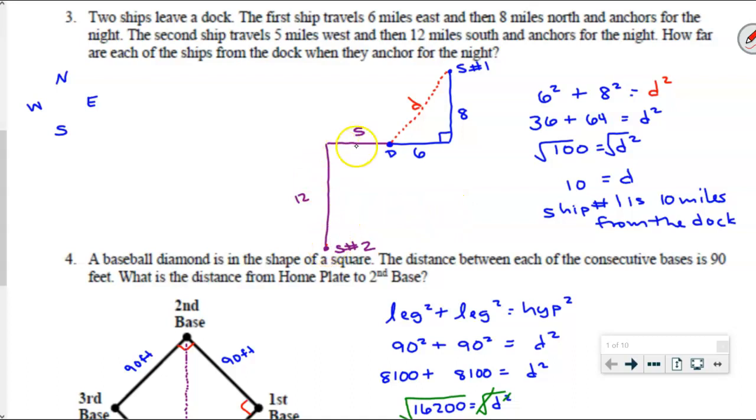Again, do we really say it's 5 plus 12? No, that's how far it traveled, but how far is it really? We can find the hypotenuse of that triangle, which is going to be the distance, exactly. Yes, Kaden.